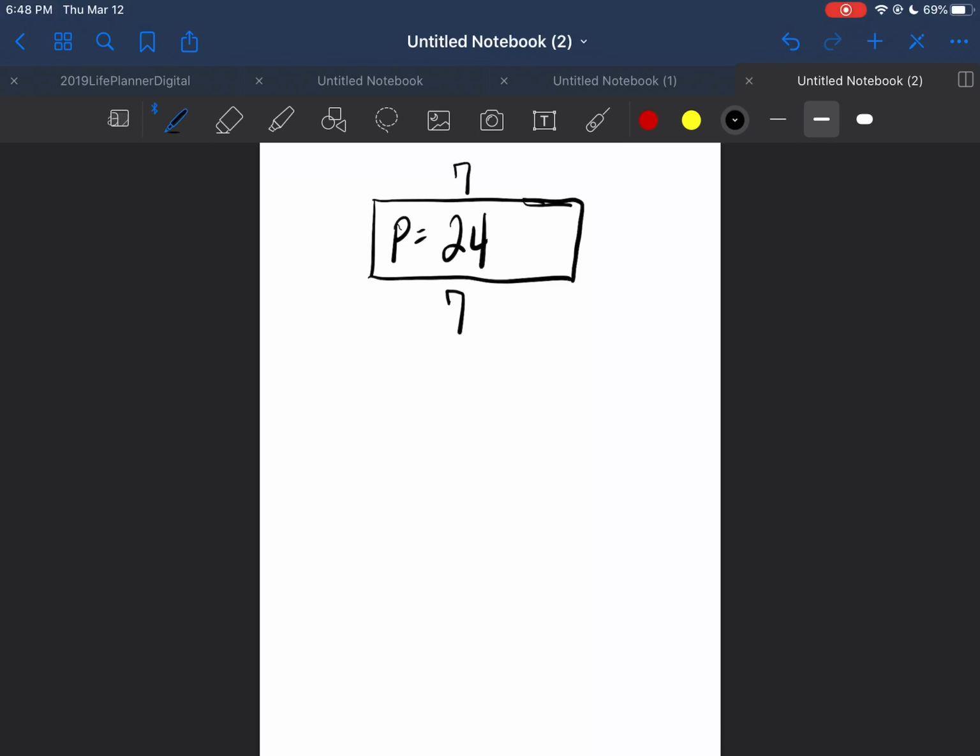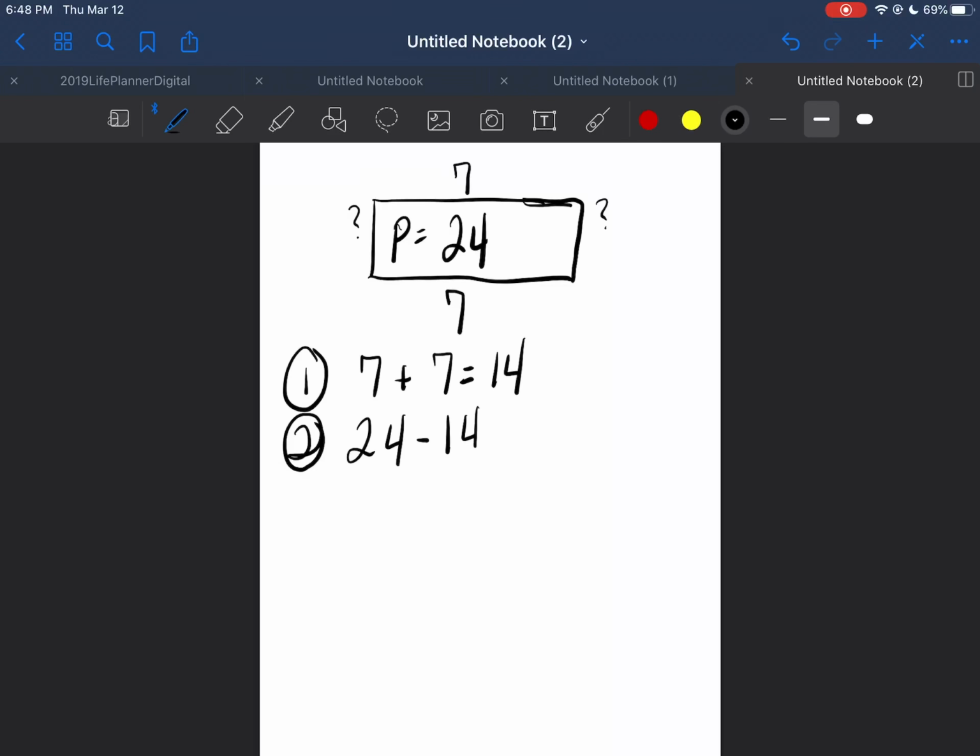Well, now we're stuck because we don't know what our side lengths are. But guess what? We have learned how to find this. So I'm going to walk you through the steps to help remember how to find these missing side lengths. So we have 3 steps that we have to take. Step 1, we're going to add the sides that we already know. So we already know that our top side is 7 and our bottom side is 7. So what is 7 plus 7? 14. Very good.